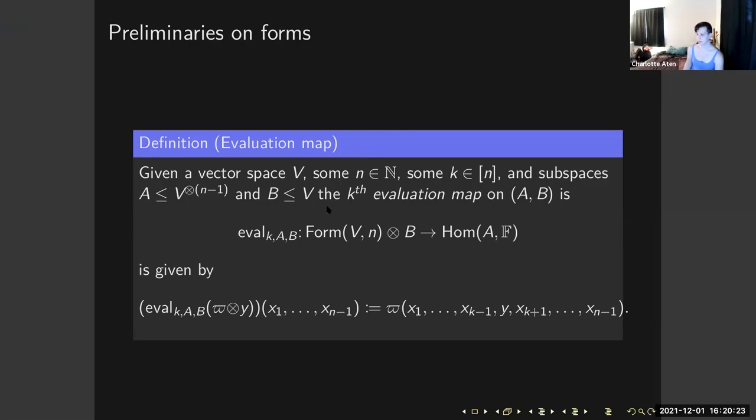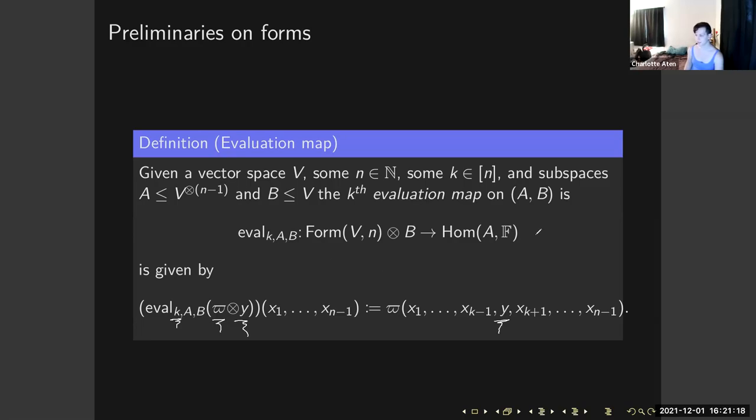First of all, I'd like to define an evaluation map where, if we take some n-linear form over our vector space, then we can fix some subspace B of our vector space V. So this should actually be a subspace, not just a subset. And then we can look at the map that's determined by taking our form and plugging an element from B into it. So this is our form, this is our element of B. And then we're going to plug that element of B into the appropriate slot, the kth slot of our form.